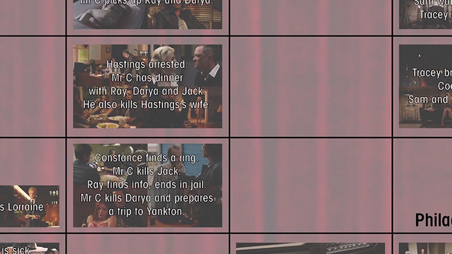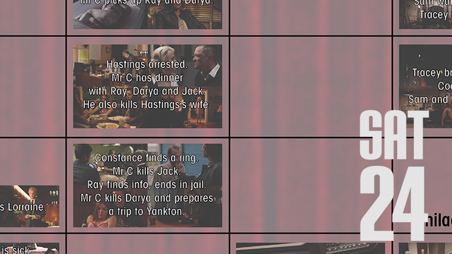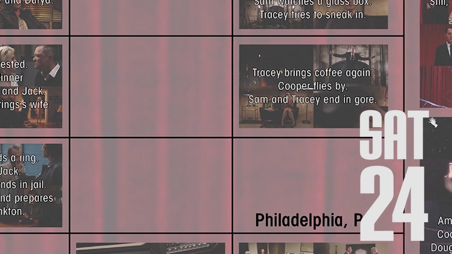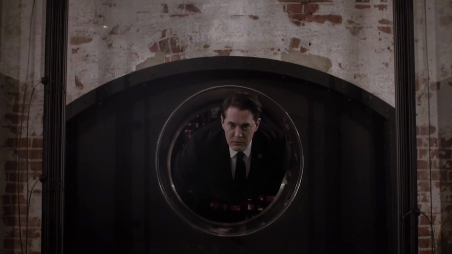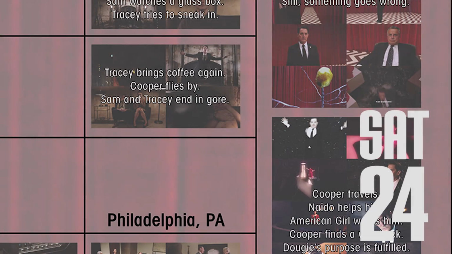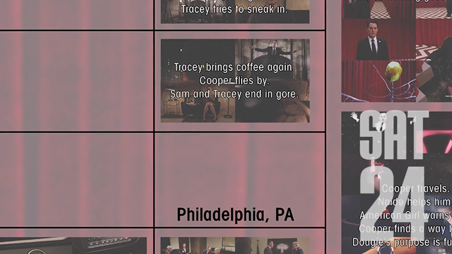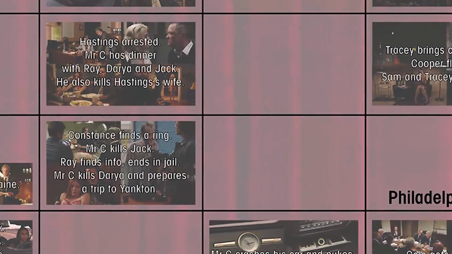The next day, Saturday the 24th, Bill Hastings is arrested. Mr. C has dinner with Ray and Daria, and then after that, we assume he went back and killed Hastings' wife. Also in New York that day, Tracy comes again with the coffee. Cooper flies through the box, and because no one's watching the outside, Sam brings Tracy in. They have an encounter and end up dead.